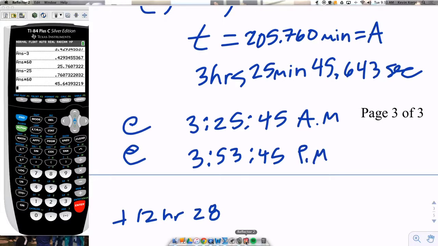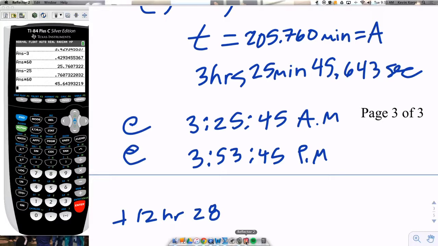And again, that's using the period nature of these types of functions. So 3:25 in the morning and 3:53 in the evening. You're going to see twice in one day, you're going to see where the tide is at 25 feet above sea level, heading out with the ebb tide.